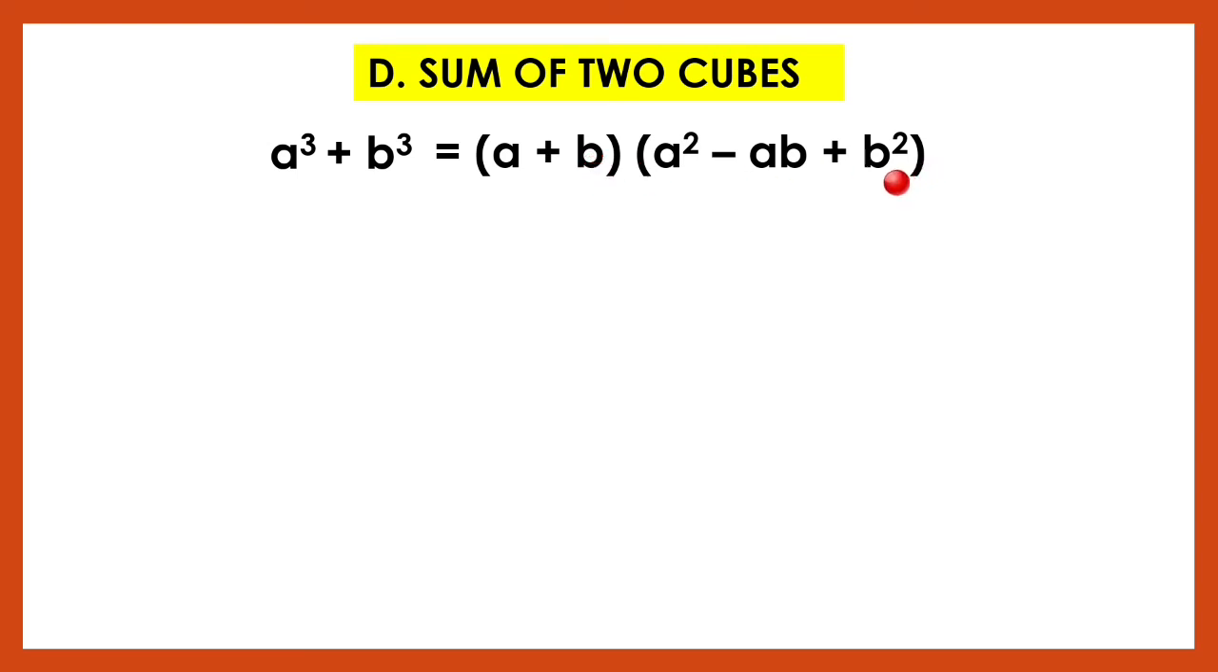So, dun lang sila nagkaiba sa difference of two cubes. Kanina, yung difference, so minus to, ito naman ay plus. Dahil sum of two cubes, plus yung mauna, and then minus naman yung middle term.